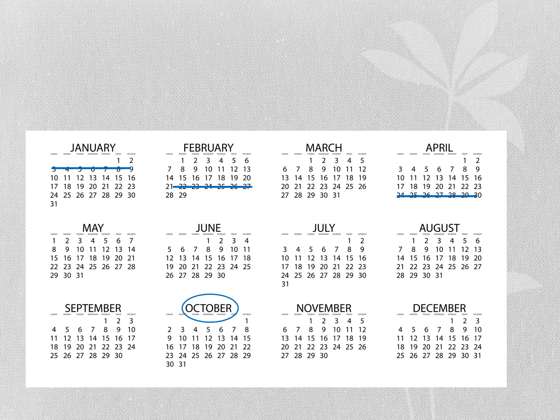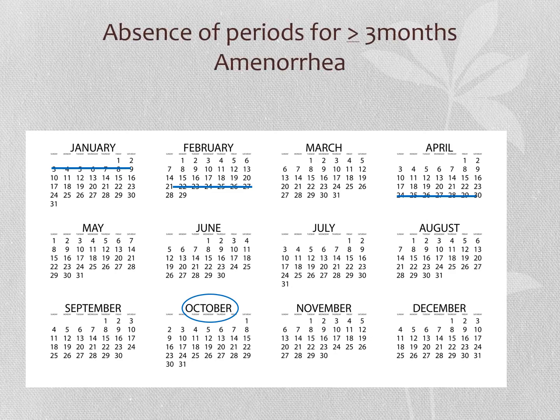All right, here's another one. They had a period in January, they had a period in February, they missed one in March, had one in April, and then they haven't had one since, right? Because we're in October now. So this is someone who hasn't had a period in 3 months or longer. So this is amenorrhea, right? Absence of periods. It could be that this person is pregnant, or it could be that something else is going on.